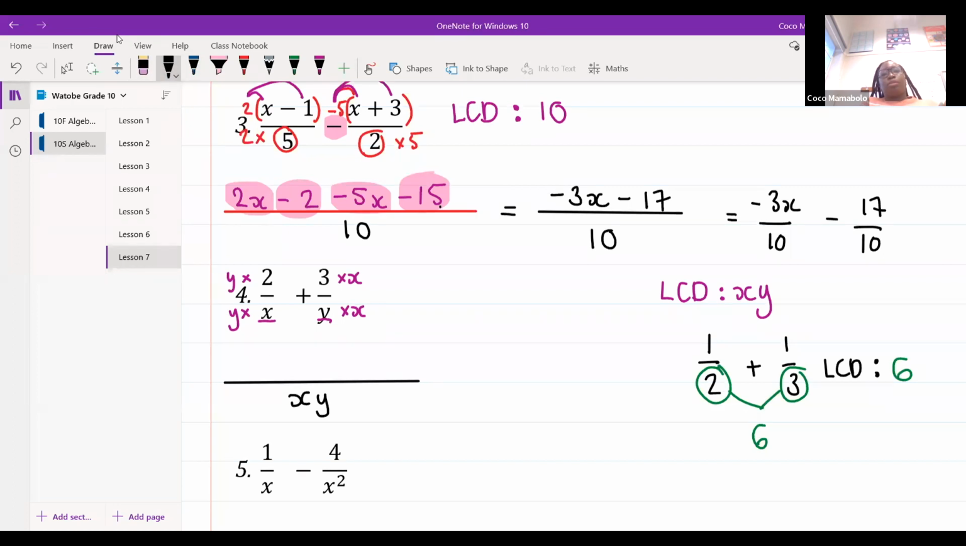2 times Y is 2Y. Good. Plus 3 times X. 3X. That's it. Can I add anything else? Is there anything else that I can do here? No, not at all. So you've given me the right answer. Very well done, Melissa. Well done.